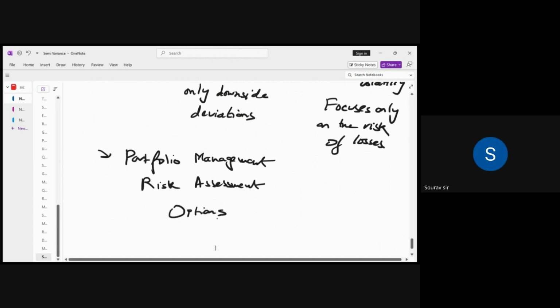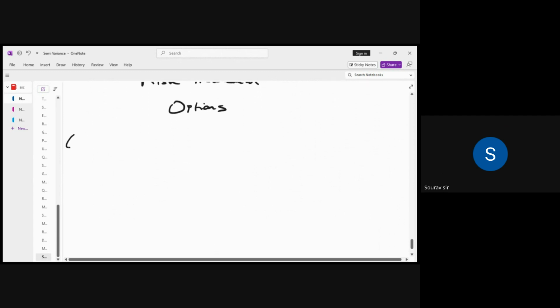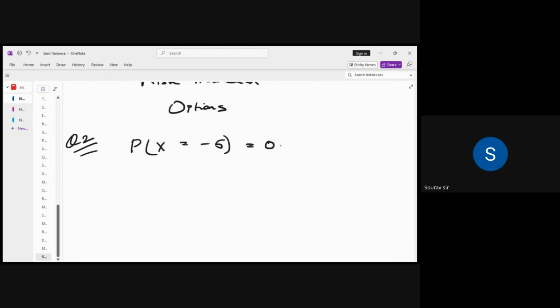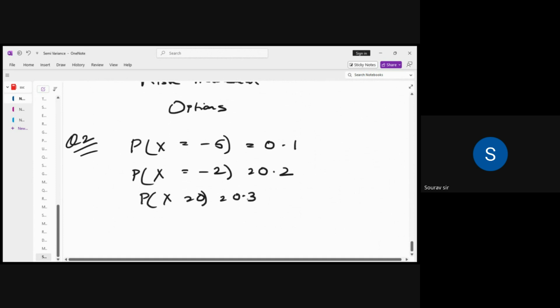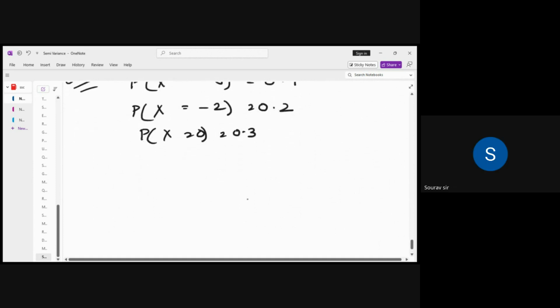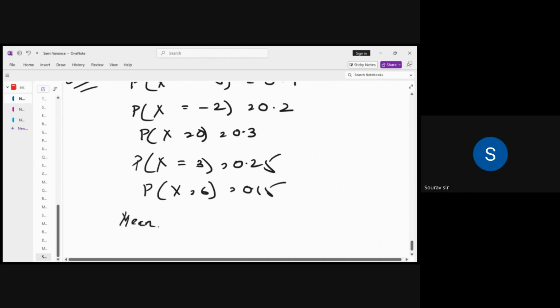Now let's do a question. The next slide: Question 2. You are given the probabilities of investment return. P of X is minus 5, 0.1. P of X is minus 2, 0.2. P of X is 0, that is 0.3. P of X is 3, that is 0.25. P of X is 6, that is 0.15. Now what I have to calculate? I have to calculate the mean and the semi-variance of return.